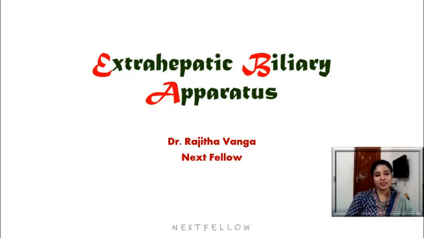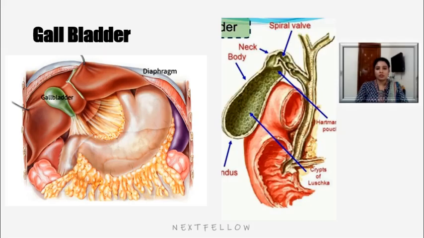Today's topic is the extrahepatic biliary apparatus. First we shall deal with the gallbladder, which is also considered a part of the extrahepatic biliary apparatus. The gallbladder is pouch-like, having a fundus, body and neck.